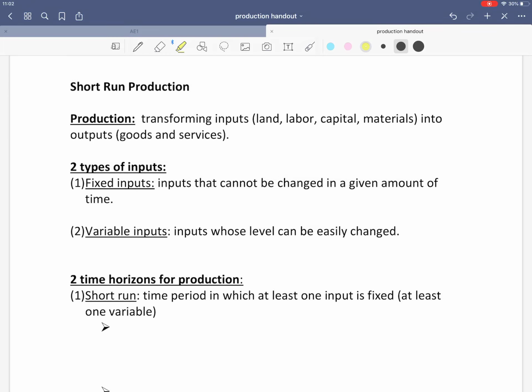In this video, I'm going to break down production and cost and give you some examples similar to what you'll see on the homework and on the exam. So starting with production, this chapter starts off by looking at production.